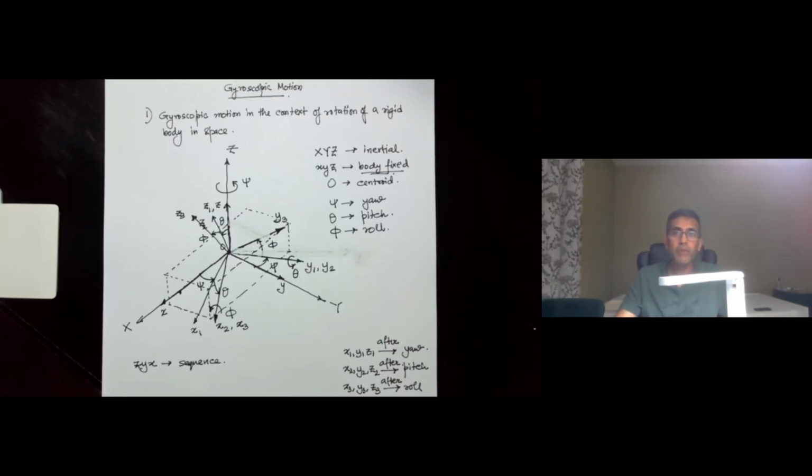Now, this is not the only way to define an arbitrary orientation of a rigid body in space. Yaw, pitch, and roll is popular because it is used in aeronautics and astronautics. However, you could also define the arbitrary orientation of a rigid body using other sequences of Euler angles. So Euler angles is not a unique set of rotations. As long as there are 3 independent rotations, these 3 will form a set of Euler angles.